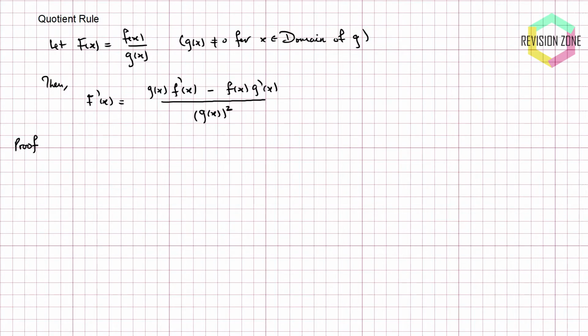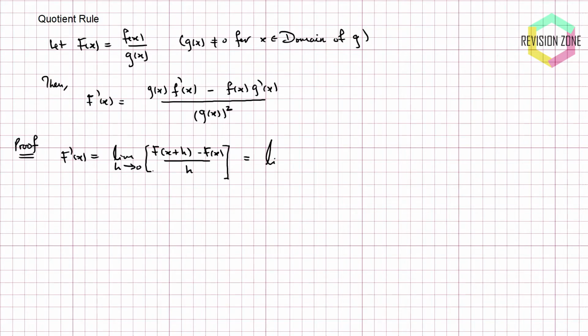So let's look at a proof, and again, because we want to differentiate this, we go back to the definition. So F prime of x, the definition is going to be the limit as h tends to 0 of F evaluated at x plus h, take away F evaluated at x, and then the whole thing is divided by h. And of course, there should be big brackets here. We'll come back to those.